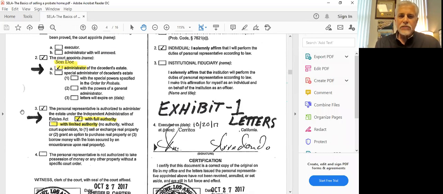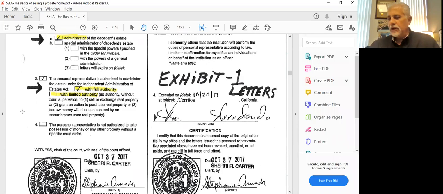Then it also tells you the most important thing, number 3, full authority or limited authority. And we'll go into that. If it's full authority, it's almost like a standard sale. There's a couple things that are a little bit different, but for the most part, you don't have to go to court.